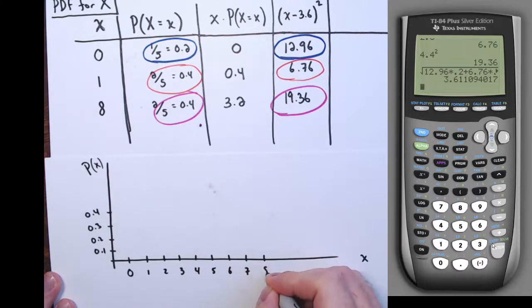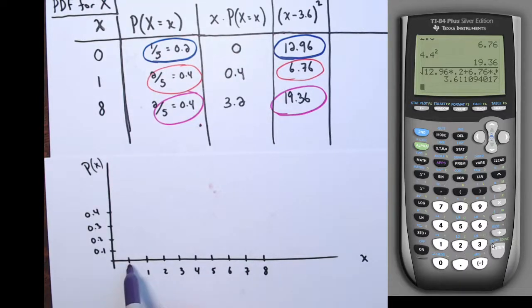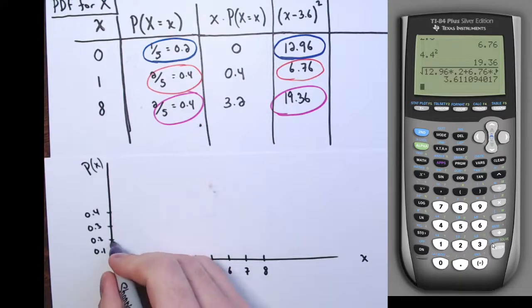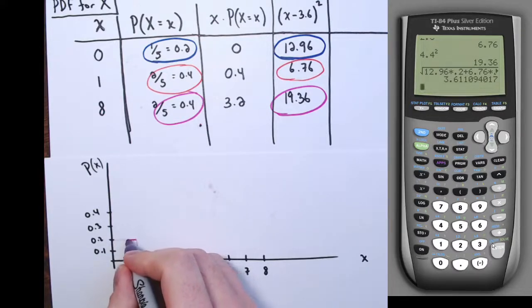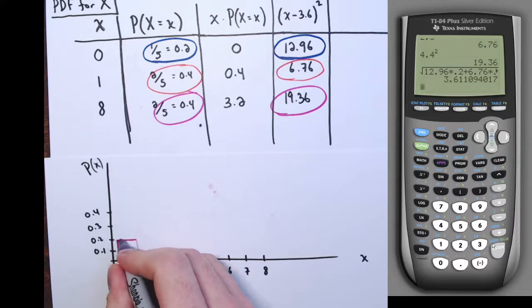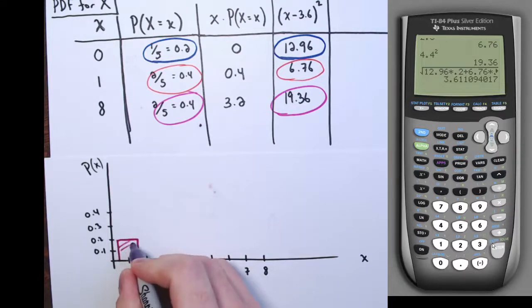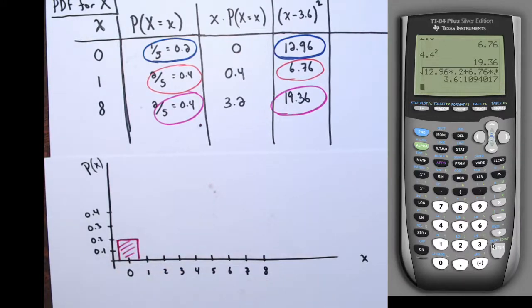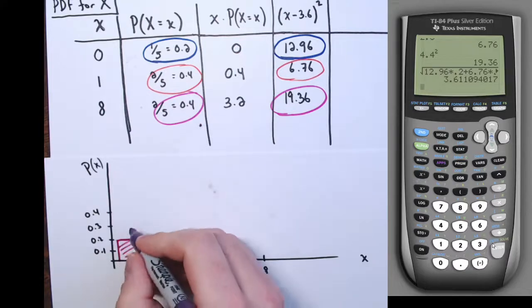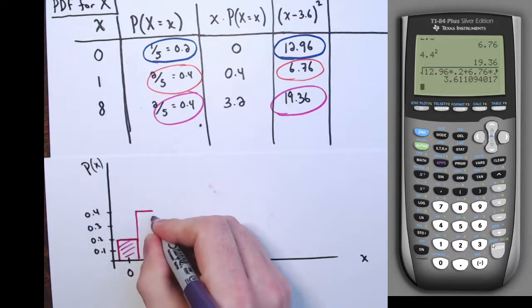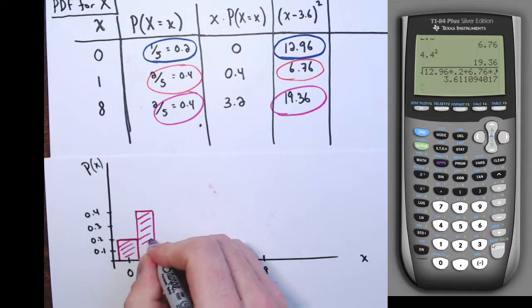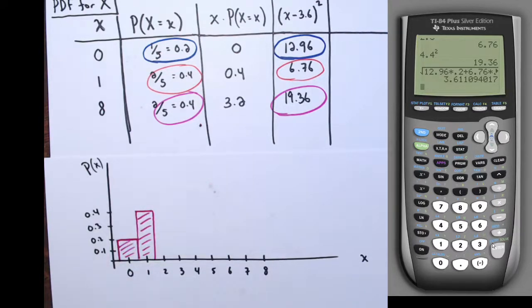Right, trying my best to keep things evenly spaced. The probability that x equals 0 is 0.2. So I make a bar like that, so that 0 is in the middle here. Like this. The probability that x equals 1 is 0.4. Again, trying to keep the bars just as wide.